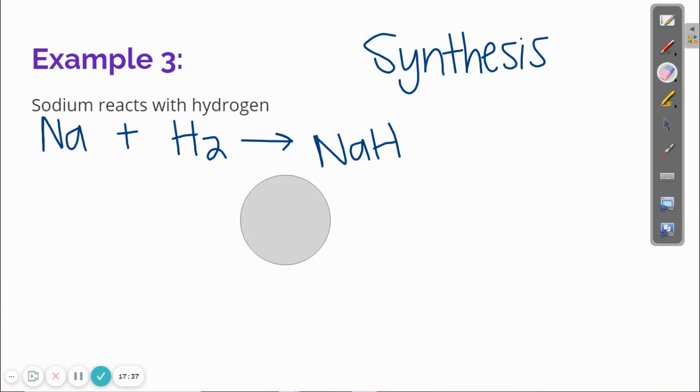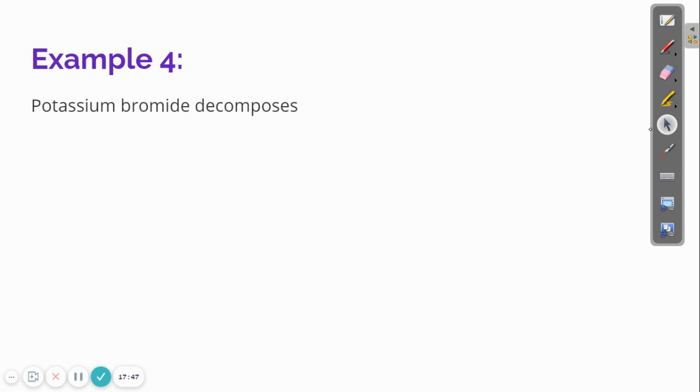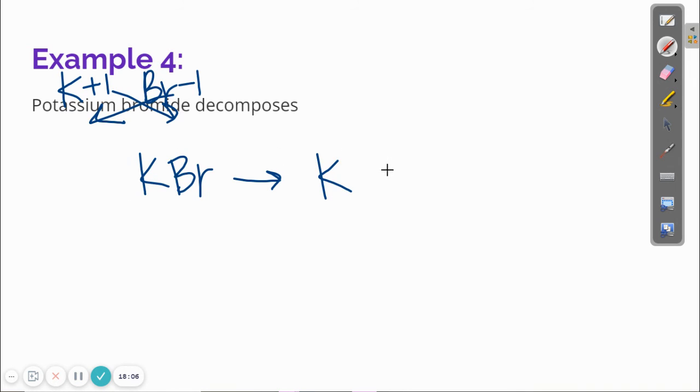All right, and then let's go through our very last example. On this very last example, I have potassium bromide decomposes. It decomposes. That means it's going to be decomposition. So potassium is K+1, bromine is Br -1. So I have KBr decomposes, and it's going to break down into its individual ions. So I have potassium, which is just a metal, so I write it by itself, and bromine, which is a diatomic, so it becomes Br2. And this was decomposition.